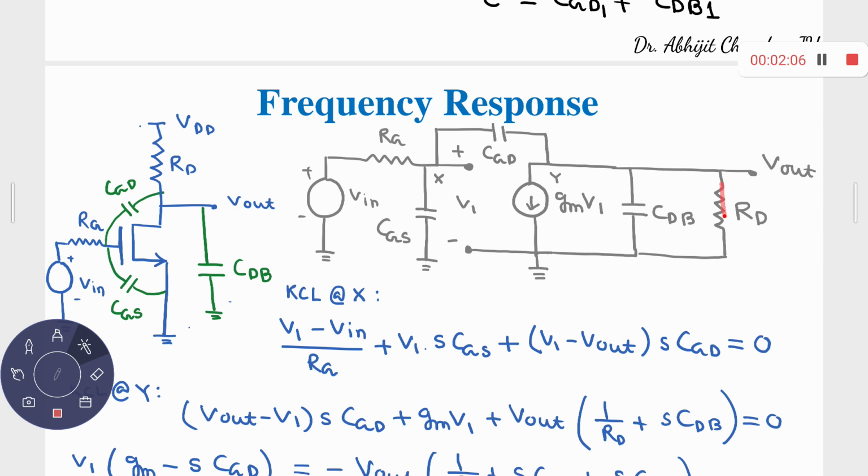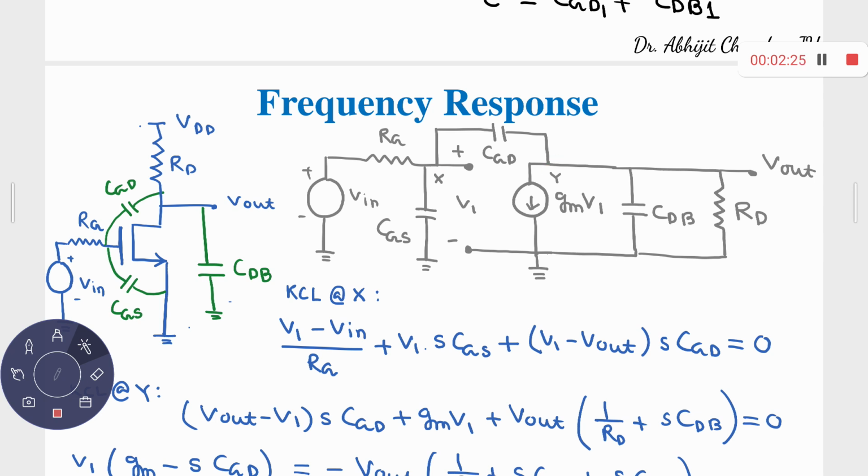So drain to AC ground, you have this resistance RD, and the input signal has some internal resistance RG, and the input is between gate and ground. And obviously the CGD capacitor is present between the gate terminal and the drain terminal. This capacitor will experience the Miller effect.